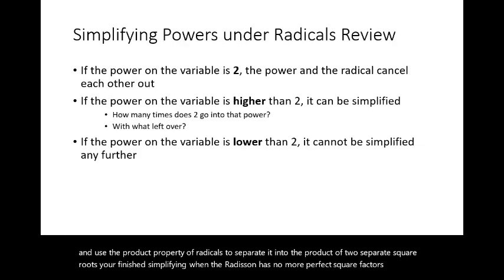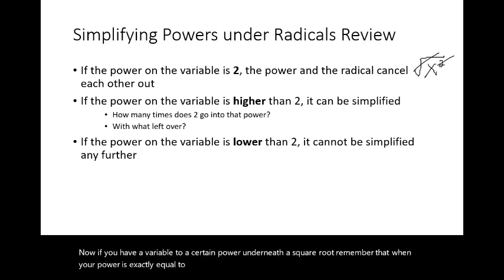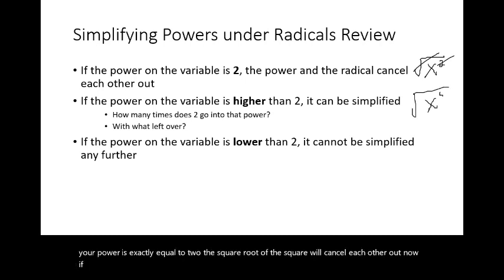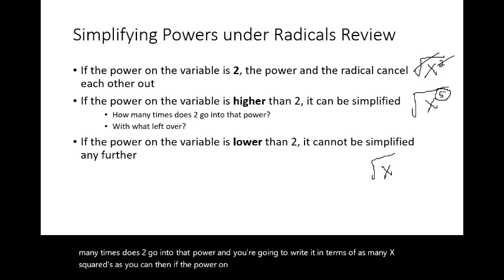Now, if you have a variable to a certain power underneath a square root, remember that when your power is exactly equal to 2, the square root and the square will cancel each other out. Now, if your power is higher than 2, that means it can be simplified. So you will ask yourself, how many times does 2 go into that power? And you're going to write it in terms of as many x squareds as you can. Then, if the power on the variable is lower than 2, it cannot be simplified any further.